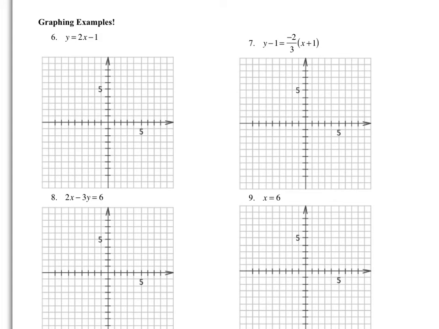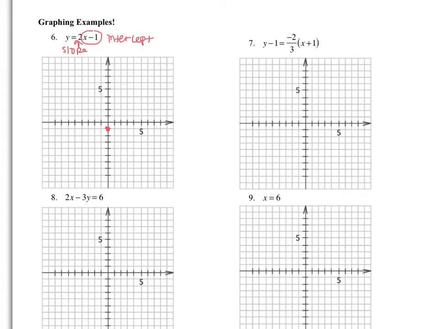Well, notice that example 6 is in slope-intercept form. So 2 is going to be our slope, negative 1 is going to be the y-intercept. Okay, remember y is up, down. So -1 means I'm going to go down 1 and put a point there. Students sometimes get confused and go left, right. Y-intercept, though, is up, down. The y-axis is the vertical axis.